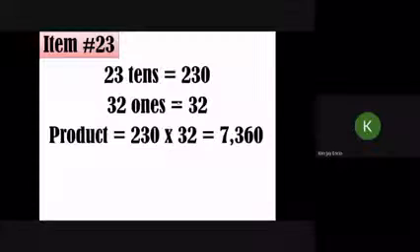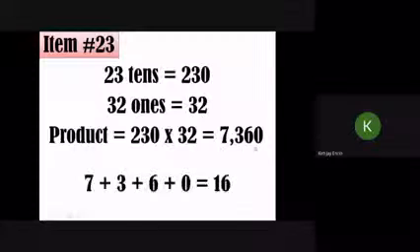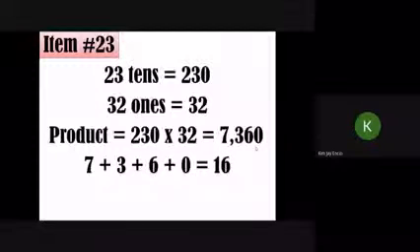No. Why? Because the problem is asking us the sum of the digits in the product. Your product is 7,360. And for the sum of the digits, we just add 7, 3, 6, and 0, which is actually equal to 16. So the correct answer here is letter A, 16. I hope you did not misunderstand the problem. Let's have number 24.